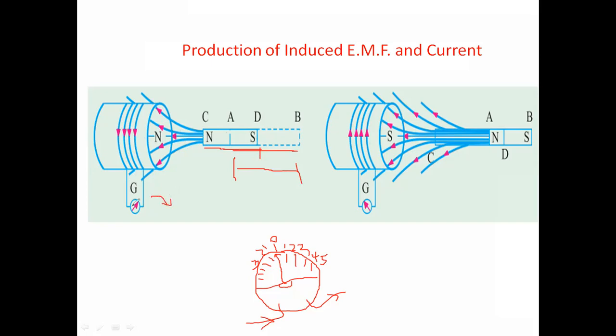Here the main point is that whenever the magnet moves towards this particular coil, the magnetic field is cut by this coil, and only then will it produce current. After reaching this particular point, again the current will be off.